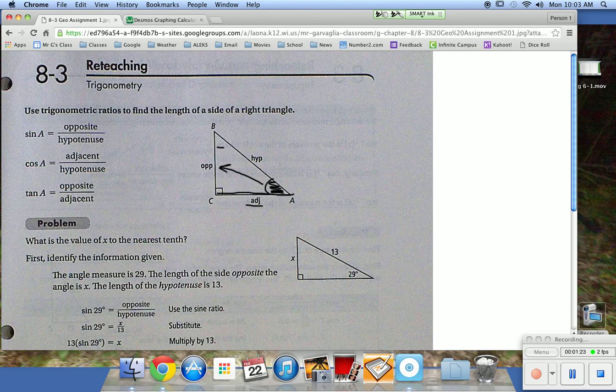So in trig, when you start working with trigonometric functions, you have to know what angle you're looking at. That's ultra important. You'll never get it right if you don't know that. So that's the first thing we do. Next, we remember this.